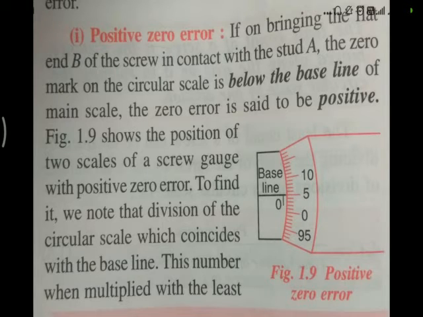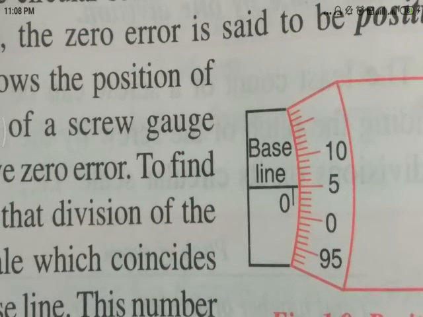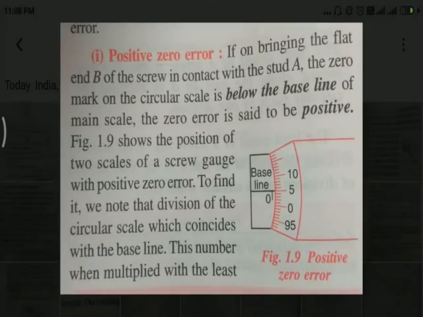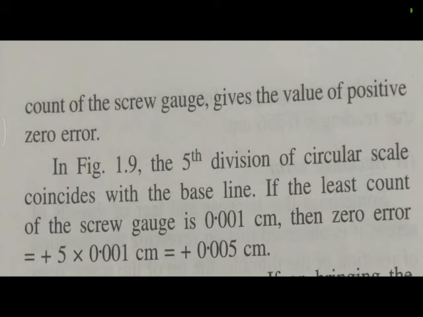But how much is the error that you need to calculate? And that error is calculated by finding the coinciding line. Coinciding line means on the circular head, which division is coinciding with the baseline. See, over here, the fifth division is completely making a straight line with the baseline. That means 5 is the coinciding division. Now, the positive error will be plus coinciding division multiplied by the least count, right?